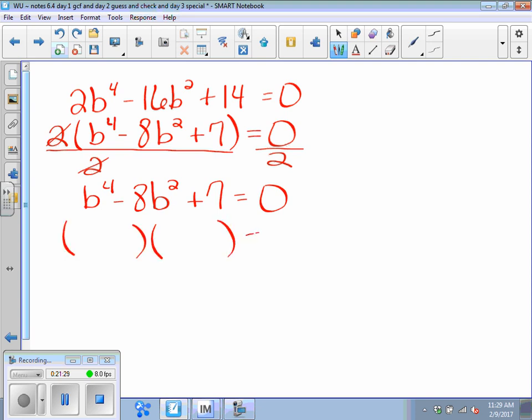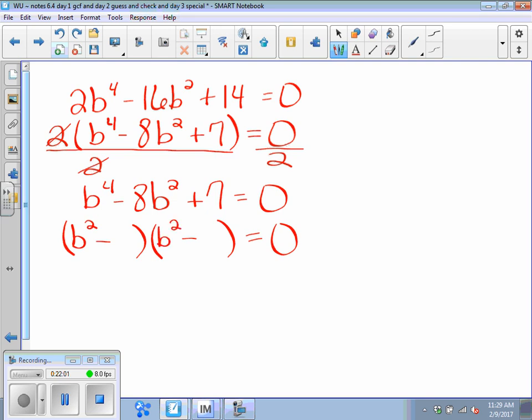And so, the method doesn't change. First of all, same sign or different? Same. You look at the second one. This means they have to be the same, and they both have to be negative. Now, same thing. What times what equals b to the 4th? B squared times b squared. That's how you get your middle term to be b squared. Do y'all see that? Okay.